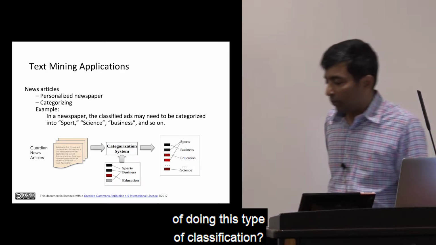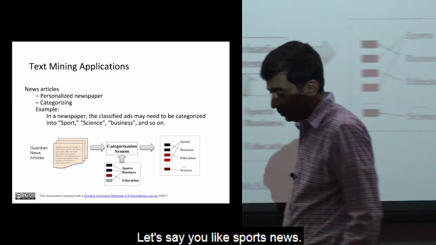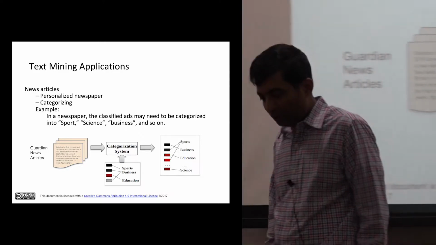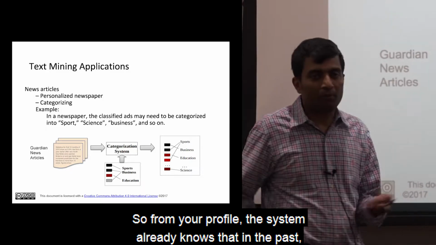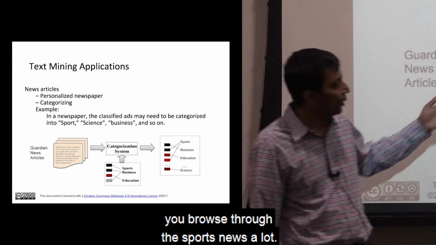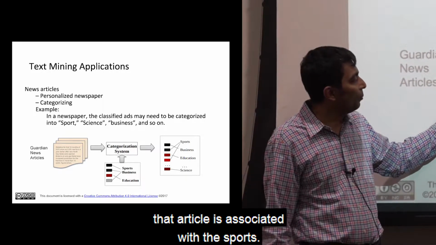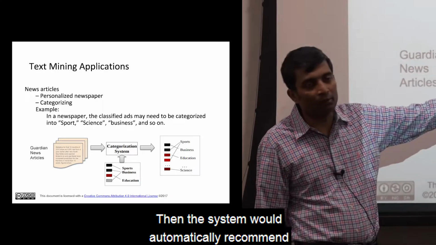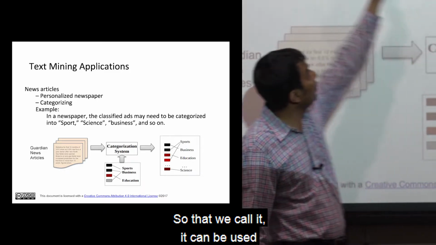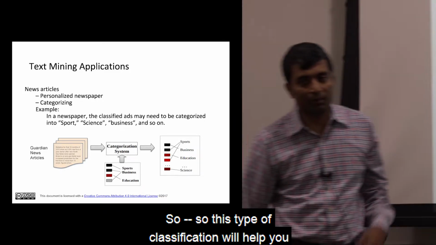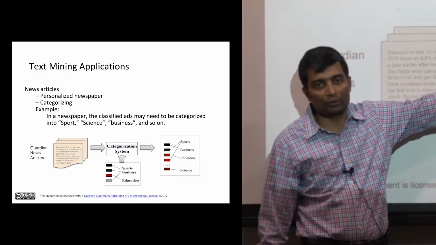And so what is the benefit of doing this type of classification? Can you tell me? Let's say you like sports news. So next time when you go to Yahoo News, from your profile the system already knows that in the past you browsed through the sports news a lot. So now when a new news article pops up that is associated with sports, the system would automatically recommend that article to you. We call that personalization. So this type of classification will help you to do the personalization later.